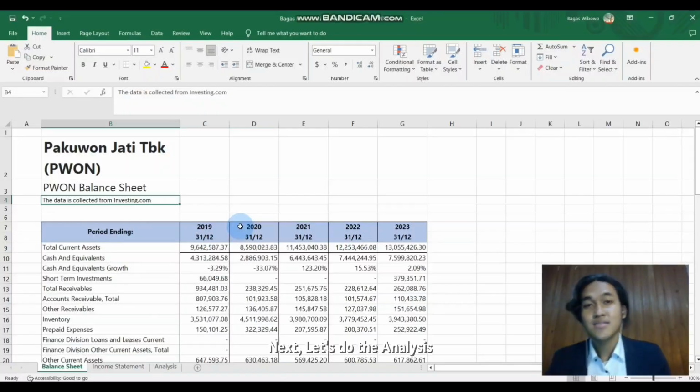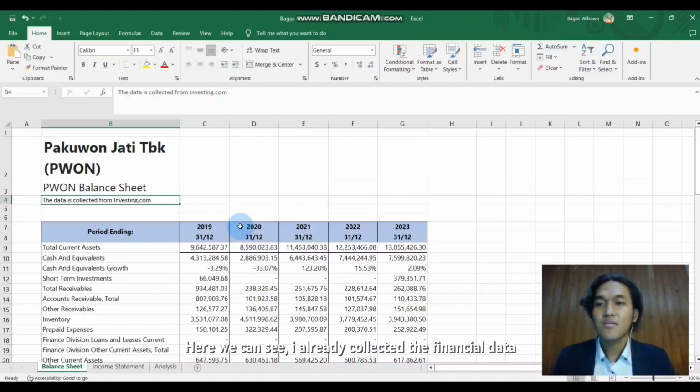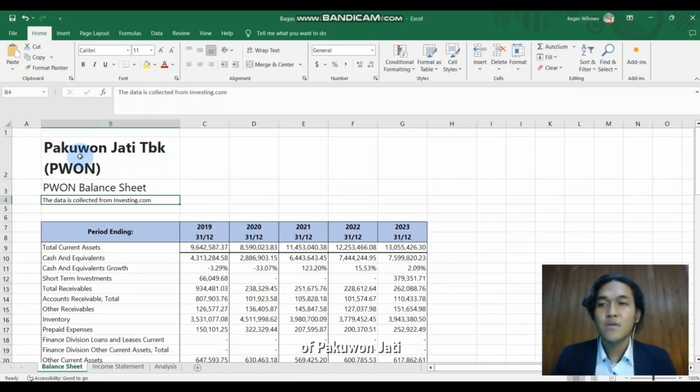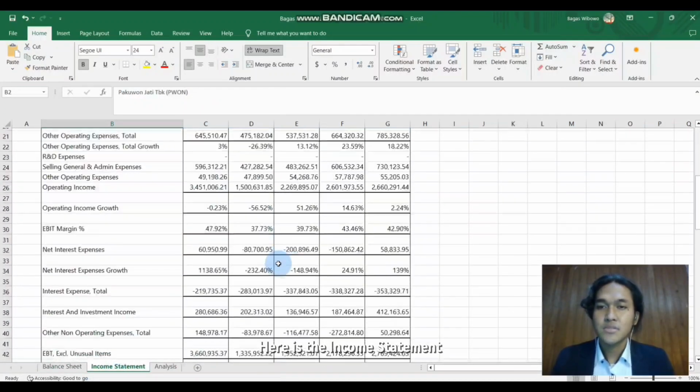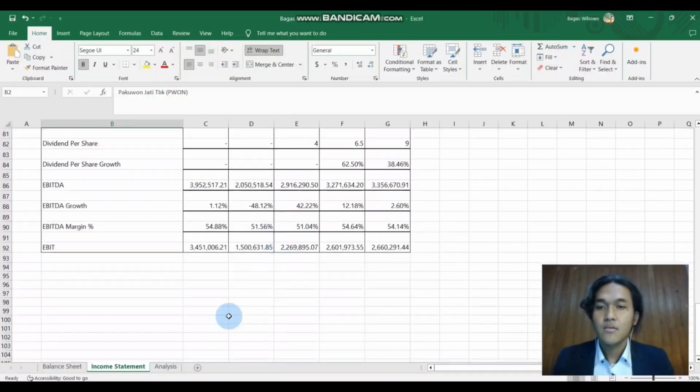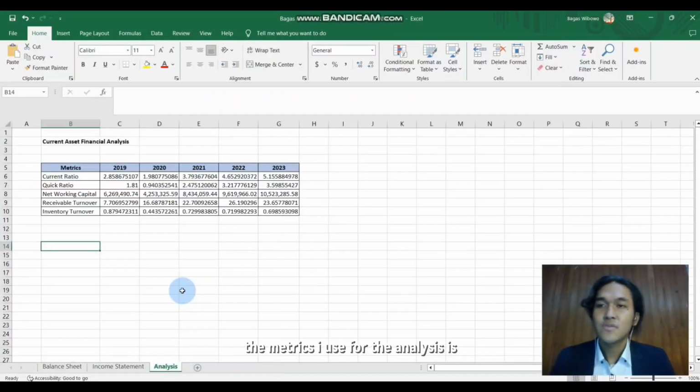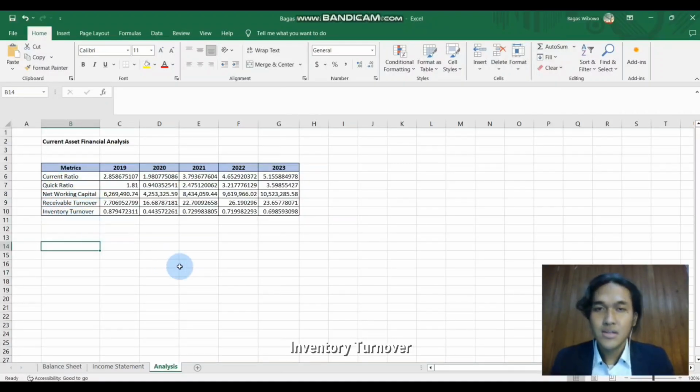Next, let's do the analysis. Here we can see I already collected the financial data of Pakuwon Jati annually for 5 years from 2019 to 2023. Here is the balance sheet. Here is the income statement. And the metrics I use for the analysis are current ratio, quick ratio, net working capital, receivable turnover, and inventory turnover. Let's analyze them.